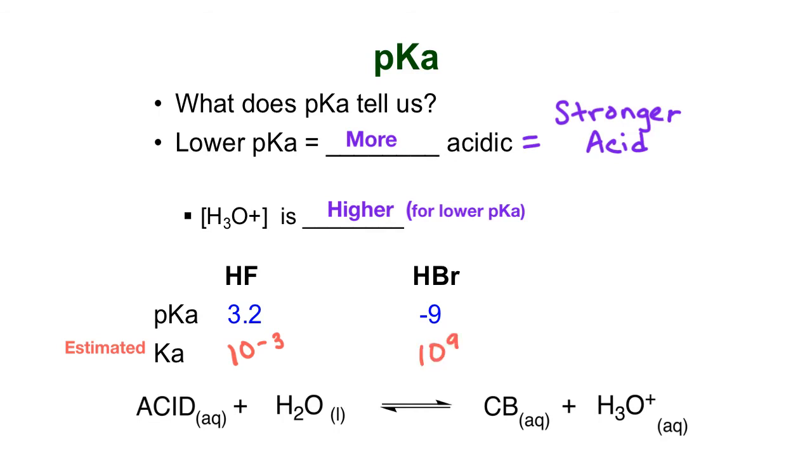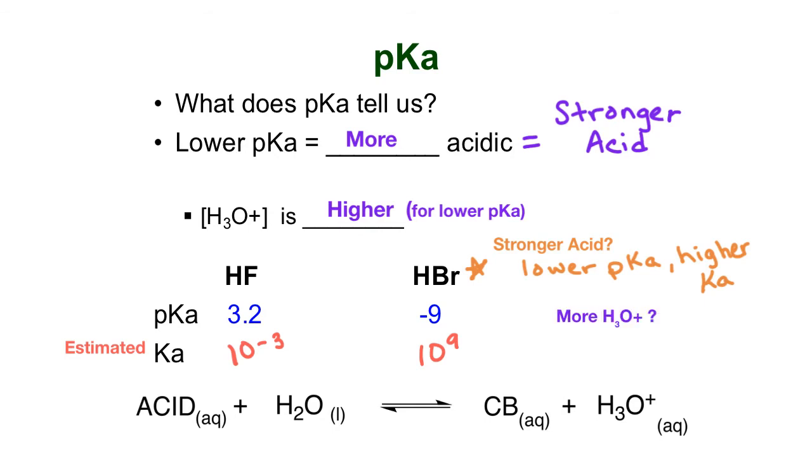So obviously, one of these is a stronger acid. Which one is it? Right, it's HBr. Which of these solutions would have more H3O+? Right, it's going to be HBr again, because that forms more products because it has the lower pKa.